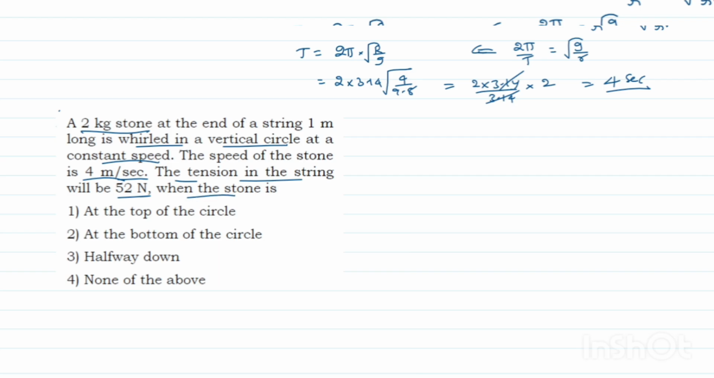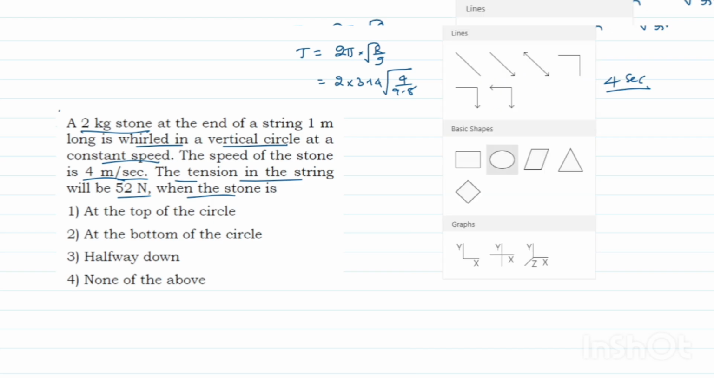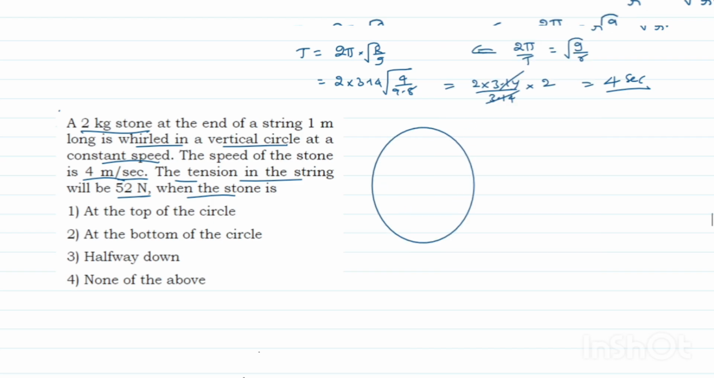This is a similar model question, students. Here the 2 kg stone is moving in a vertical circle. This is the 2 kg stone you are going to be rotating, and the string length is given as 1 meter, which is nothing but the radius when it's moving in a vertical circle, and the speed is given. Tension at the bottom.